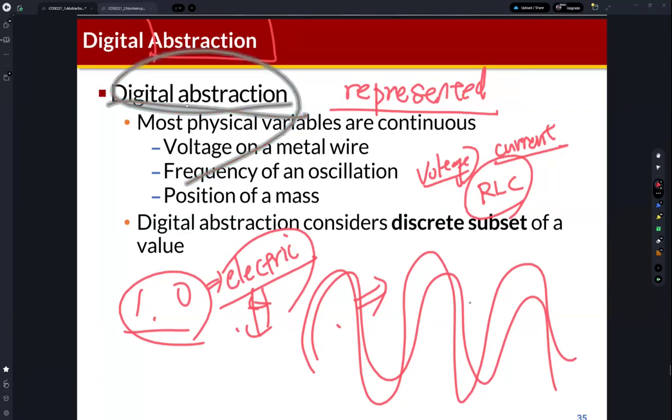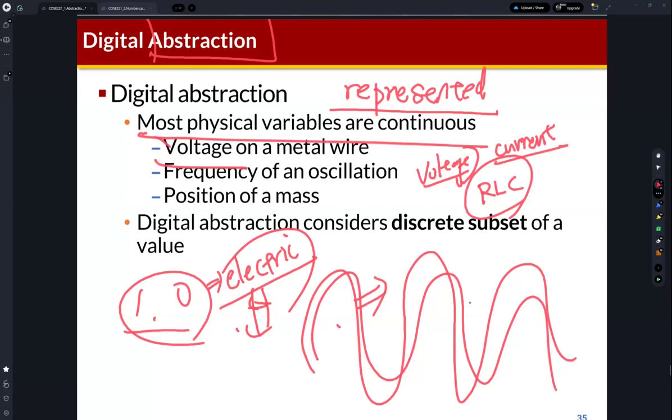So let's think about this one. You can find that most physical variables are continuous, which means that in the real world, in the real hardware, every signal is an analog signal. But we can understand these analog signals like digital signals. For example, we use the voltage level in the real world. Then we can use some current level, electric current, in these electric devices.